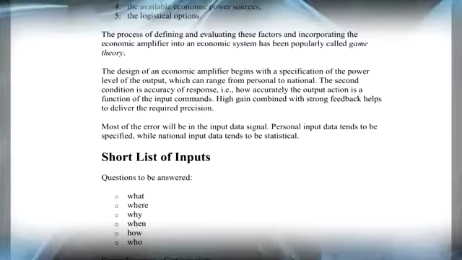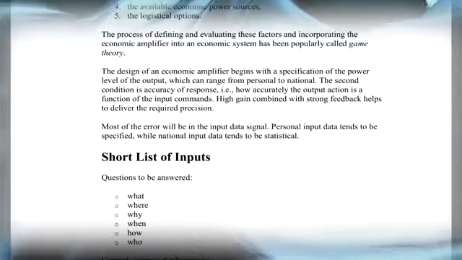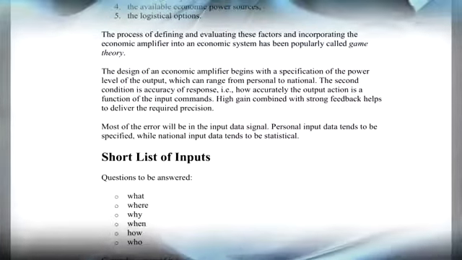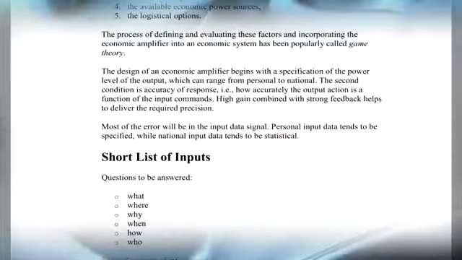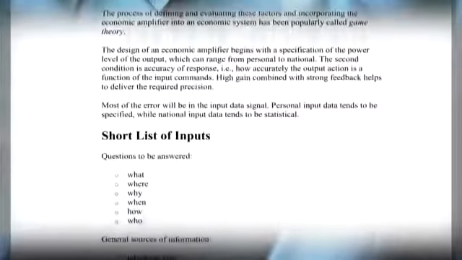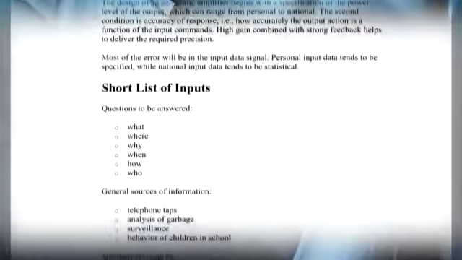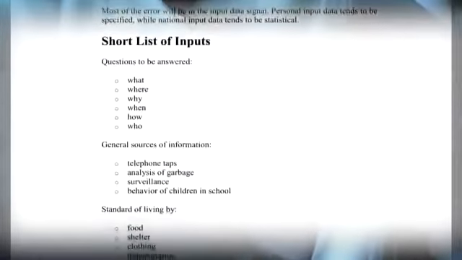Most of the error will be in the input data signal. Personal input data tends to be specified, while national input data tends to be statistical. A short list of inputs. Questions to be answered: what, where, why, when, how, and who.